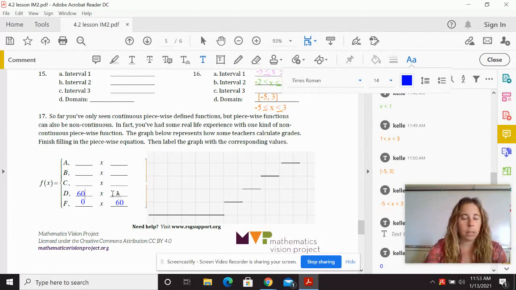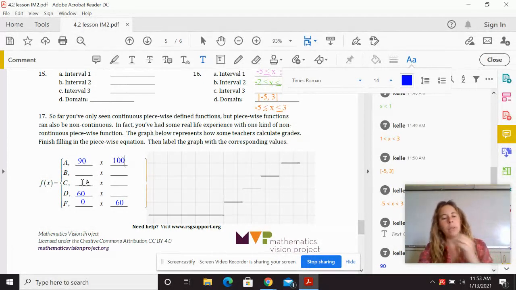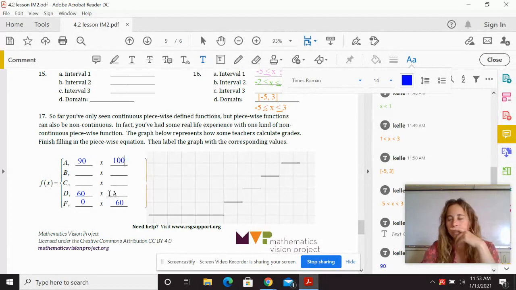60 to a what? And then C is a what to a what, all right? And then A is generally 90 to 100. So finish filling in the values over here. So that's filling in the piecewise function. Then label the graph with the corresponding values.